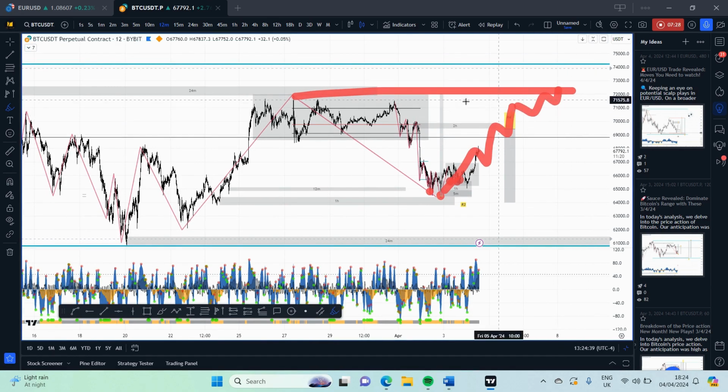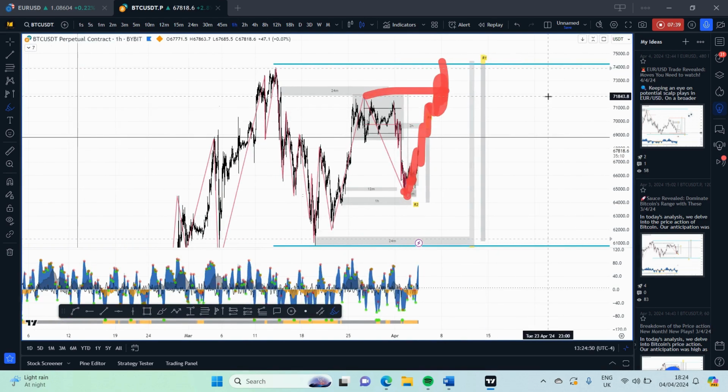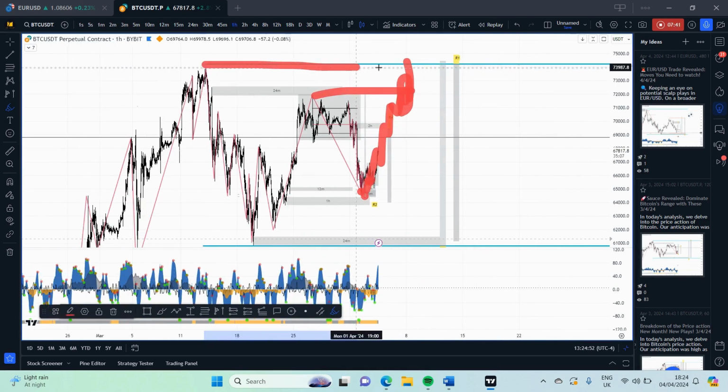And in the case that we close above that level, so if we get a candle close above that level, I would be looking at this range high. All right, I'll be looking at this range high to see whether we can get a potential deflection off this range high. That will take us to the 74k, and that's the 74k that everyone is waiting for.